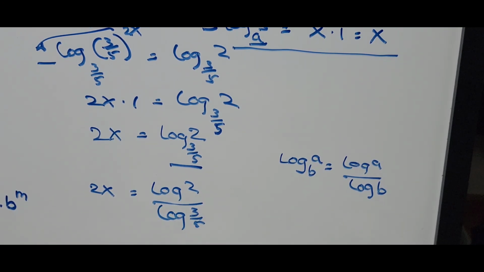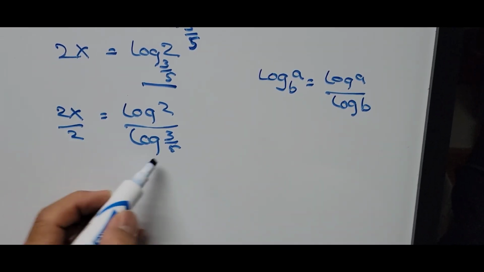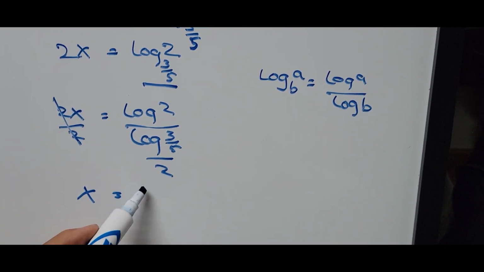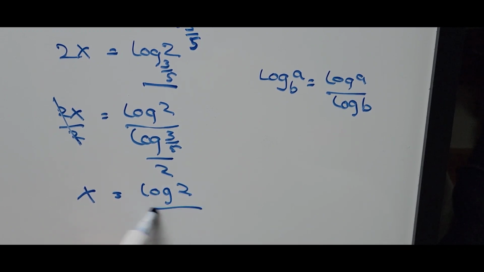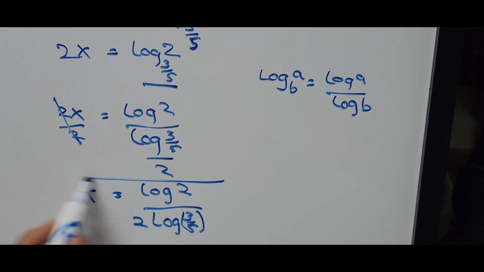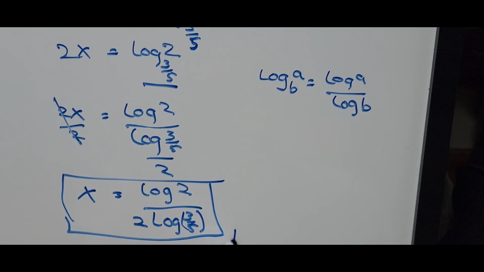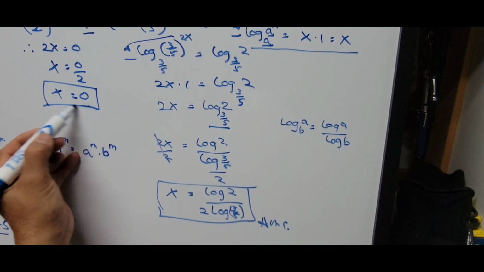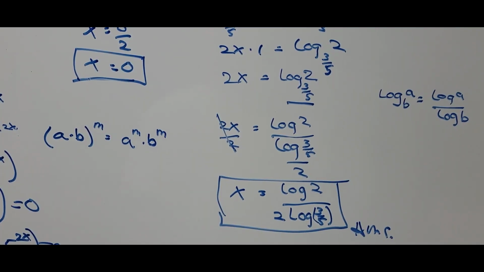And simplifying the equation further, divide the whole equation by 2 and this by 2. So x now is log of 2 divided by 2 log of 3/5. So this is the final answer. And the other value of x we found earlier, that is 0, x equal to 0. And so that's all for now.